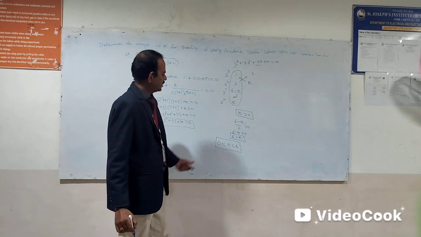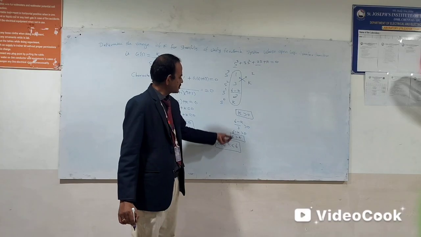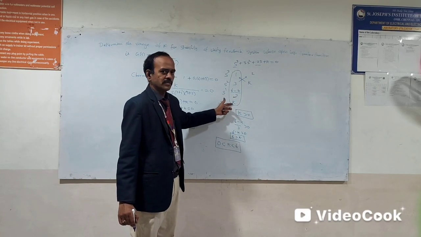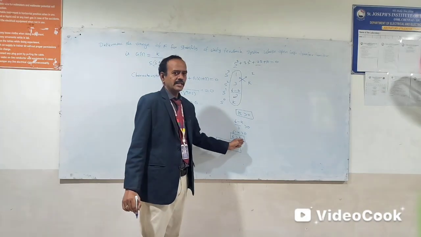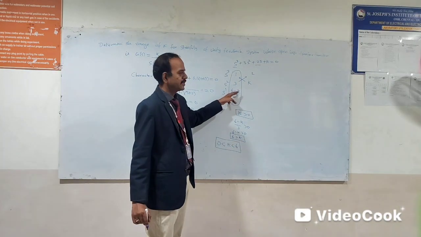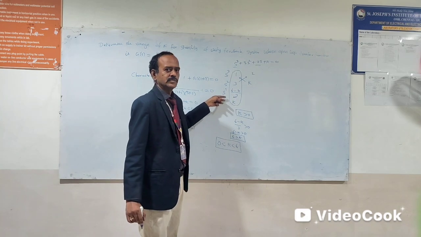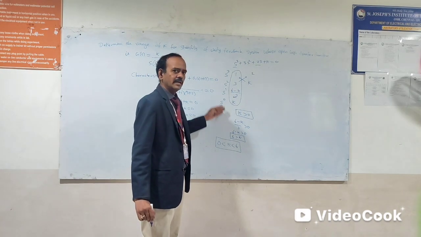So within this range the system is stable. For example, if we substitute 5, then 6 minus 5 by 3 is positive. If k is greater than 6, say 7, what will happen? This will become negative, automatically the negative term will appear. So from this we can find the range of k.